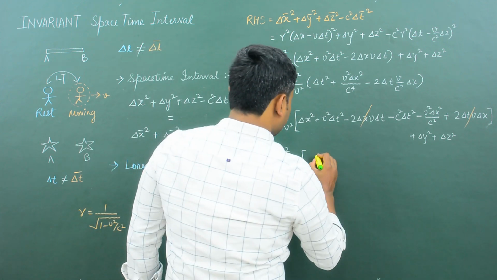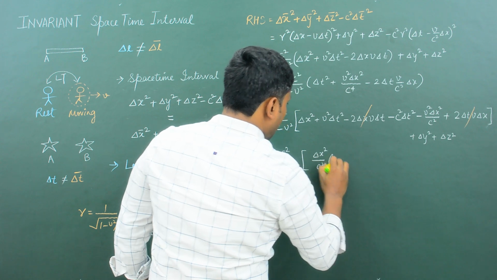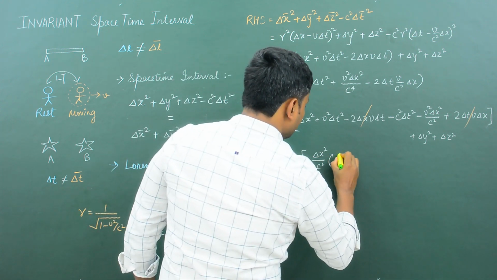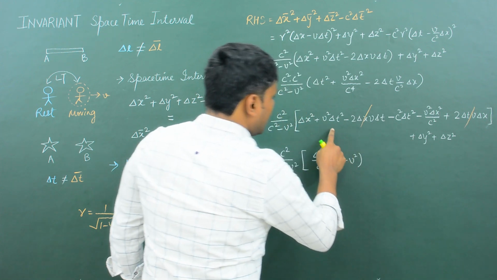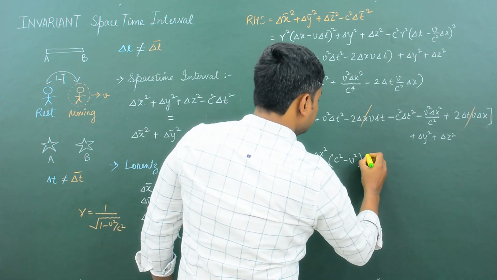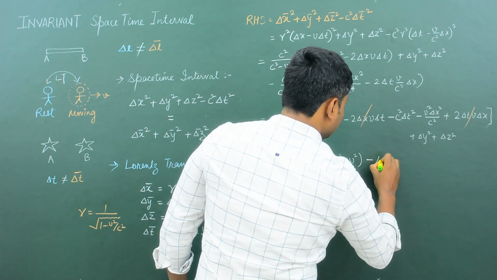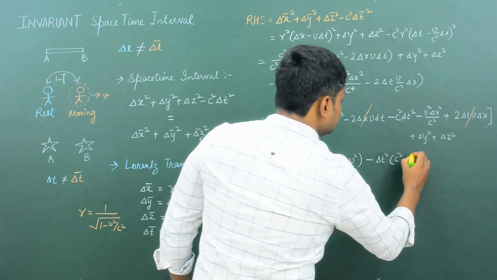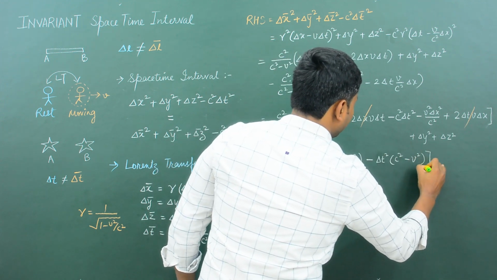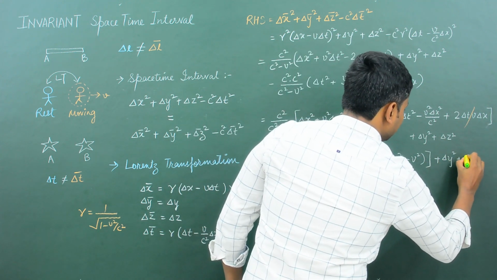Okay, so if I take del x square upon c square as a common, here I should get c square, and here I should get minus v square. And for this and this term, if I take minus del t square, okay, let's suppose I take del t square, then I should get c square minus v square as a common. And the remaining are del y square and del z square.